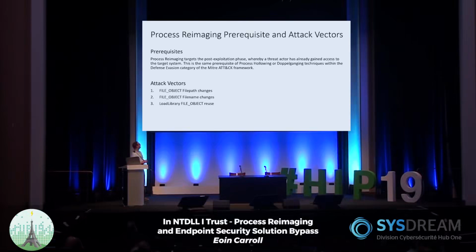There's a file path variant, where it's as simple as renaming the file path of the process that's executing. The second one, you rename the file name. And the third one can use either the file name or file path, but it just uses LoadLibrary to reuse the same object in memory. It's not as impactful, but we will just highlight it here today. It is a variant of it, but it still requires the change to file name or file path.